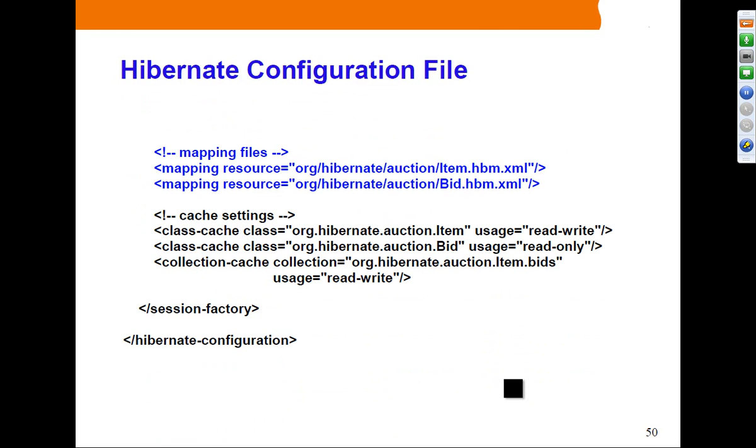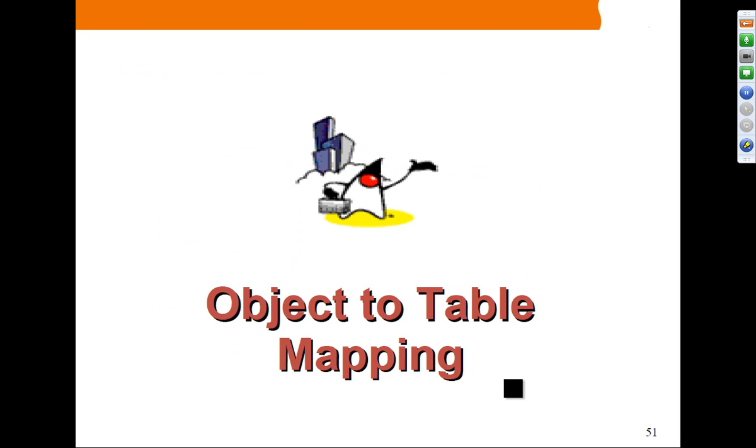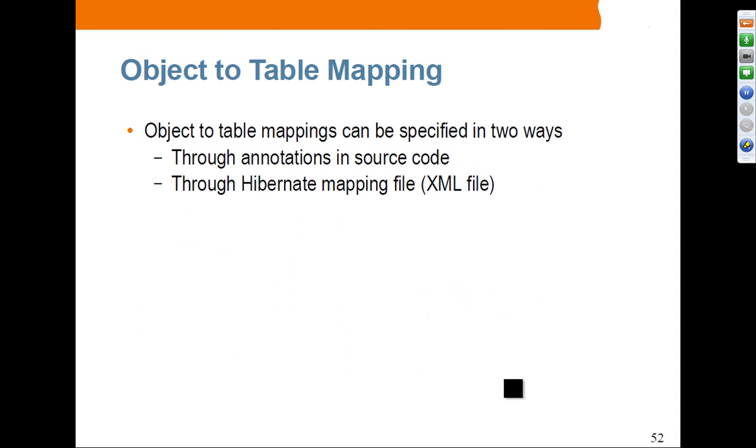So one of the things that you have to specify in the Hibernate configuration file, in this case, is the mapping file. Again, this is a case when you provide the domain class to table mapping in the form of an XML file. Now, object to table mapping. So this is the mapping file we just talked about. Object to table mapping can be done in two different ways. One is through annotations in source code, and the other one is using a Hibernate mapping file, which is in the form of XML.